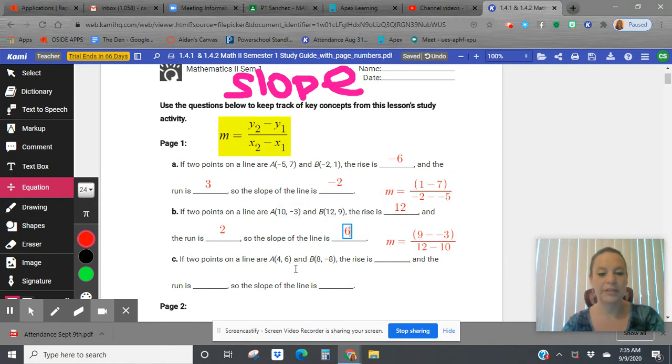All right, if 2 points, this one and this one, are on a line, what is the rise over run? Last one. Negative 8 minus 6 on the top. And 8 minus 4 on the bottom. The change in y over the change in x. So the rise is negative 14. And the run, 8 minus 4, is just 4. And this time when we go to reduce this fraction, it stays a fraction because it does not divide evenly. So we would say that the slope is negative 7/2.